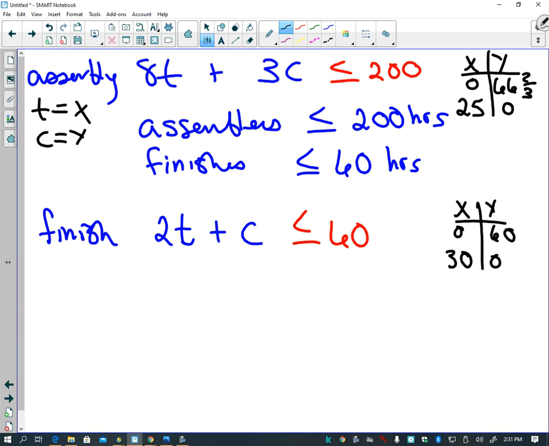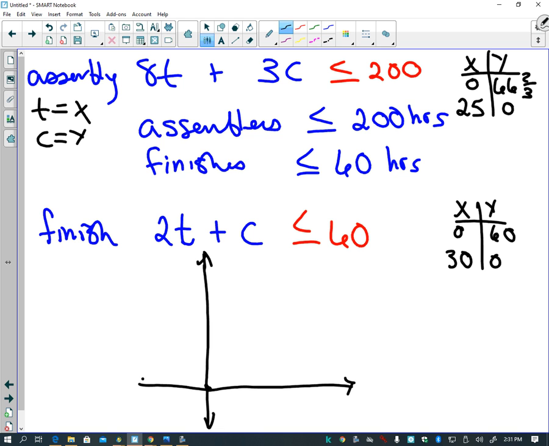Now hopefully I haven't missed anything. I feel like there's an obvious thing that's left. Obviously we have to make at least 0. You can't make negative chairs or negative tables, right? So we know what quadrant we're in. We have to be in our first quadrant. And all of this is being run up in hours.